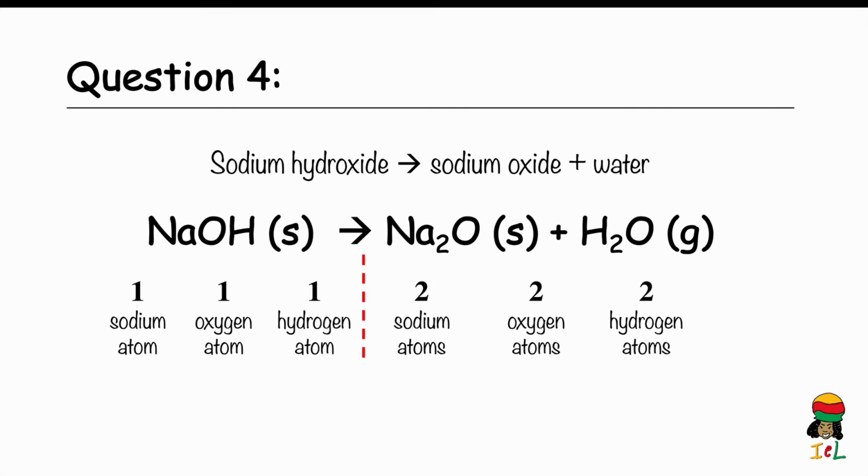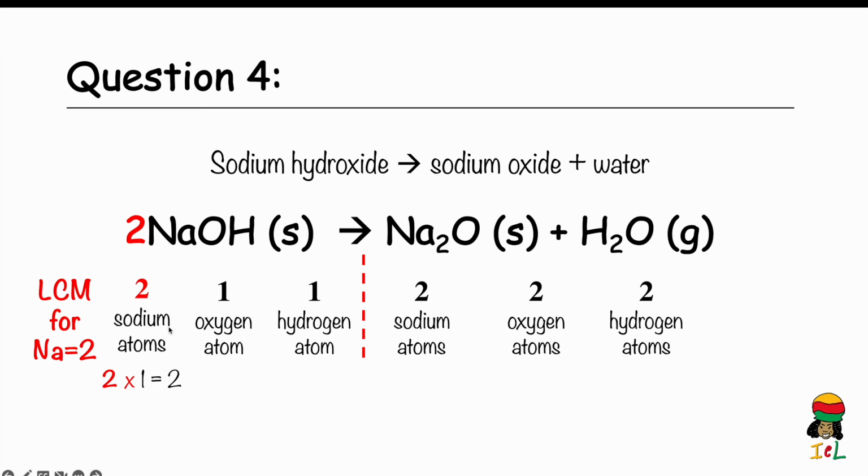So the LCM for 1 and 2 is 2. Notice that the number of sodium atoms on the product side is already equal to the LCM of 2. Therefore, we move to the sodium atom on the reactant side, where there's 1 sodium atom. So what multiplier would increase 1 to 2 sodium atoms? And that would be 2. So we write the multiplier in front of the chemical formula in which the sodium atom exists. Now we have 2 times 1 sodium atom, which gives 2 sodium atoms.